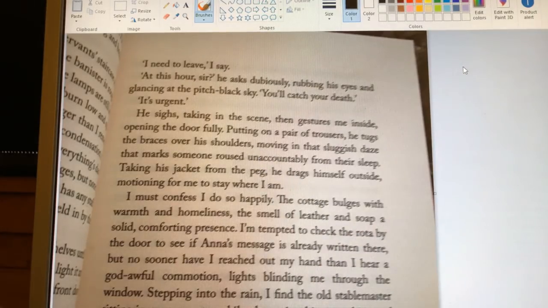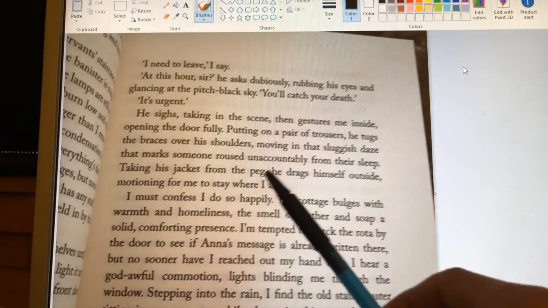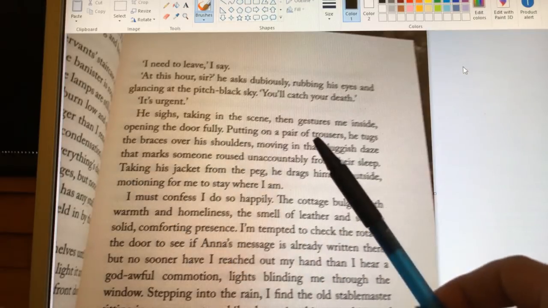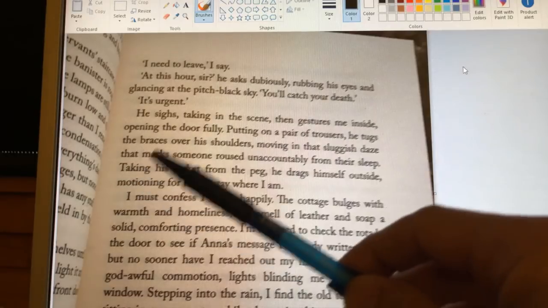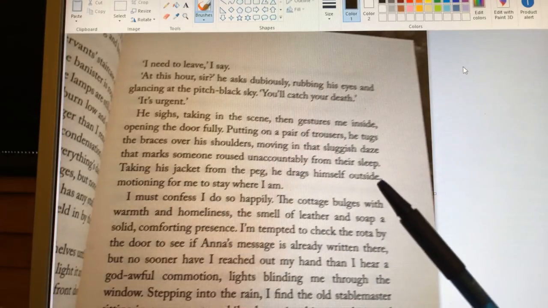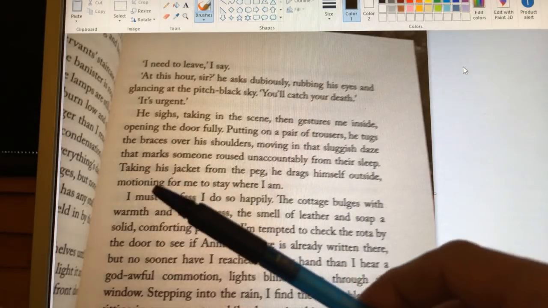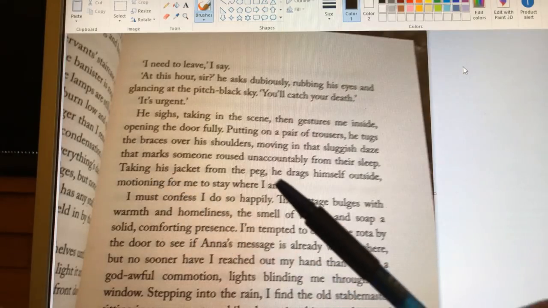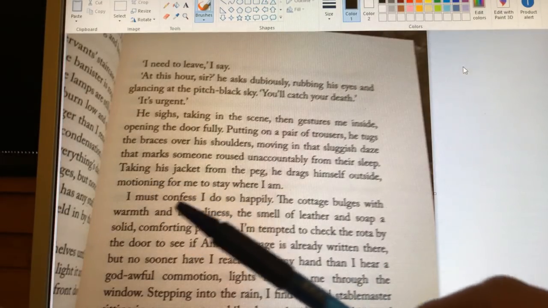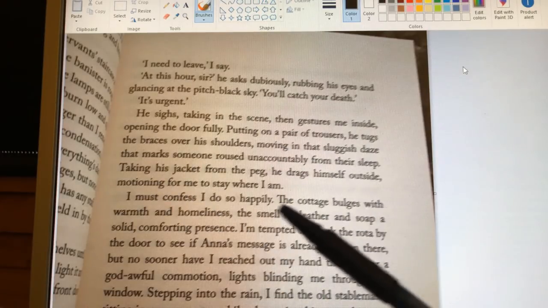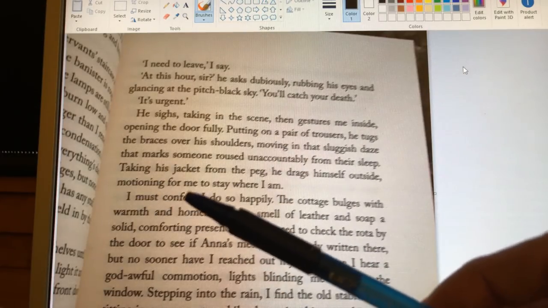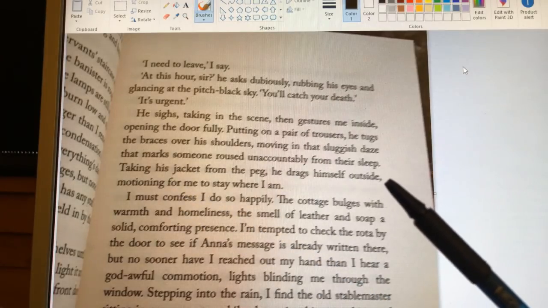Okay? Now look at the next phrase, which is "taking his jacket from the peg. He draws himself outside." So again, just like "putting on a pair of trousers, he," "taking his jacket from the peg, comma, he." This is a participle describing he. And then after outside, we've got another comma, and then we've got motioning. You can't say "he motioning for me to stay." It's not a verb. It's a participle describing the subject of the main clause. And so for that reason, we must have that comma after outside.